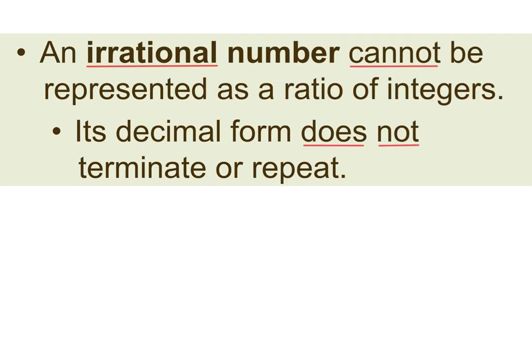An irrational number, however, cannot be represented as a ratio of integers, and its decimal form does not terminate or repeat. And so, as I mentioned, pi is one of the more famous ones, but you will often see patterns. And while that looks like you have repeating, you don't, because that is a repeating pattern, but it is not a repeating number. And so if you saw something like this, that would be irrational. And then any of your square roots that don't have perfect roots fall into that irrational set as well.